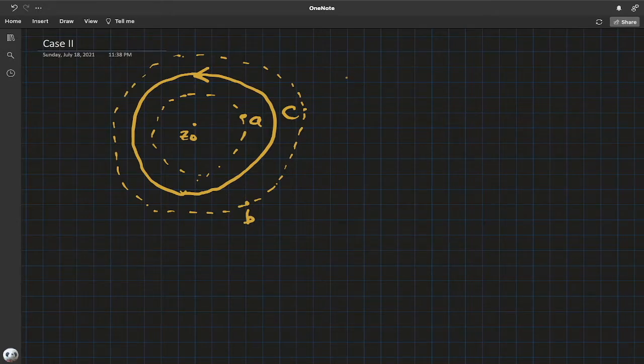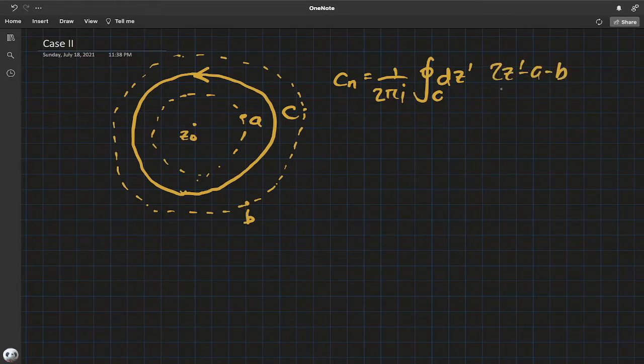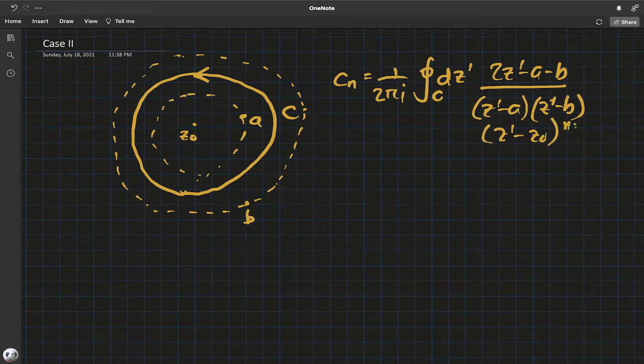Again, we can write the same formula. Cn is 1 over 2 pi i, the contour integral around C, dz prime (z prime minus a minus b), divided by (z prime minus a) times (z prime minus b) times (z prime minus z0) to the n plus first power.